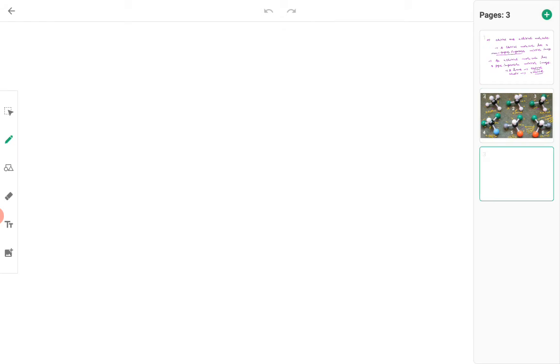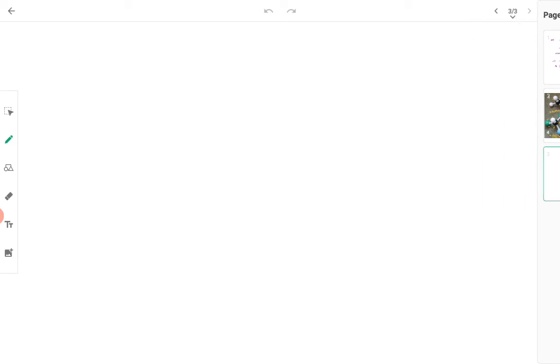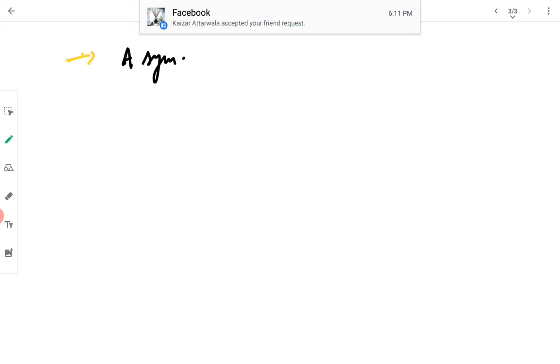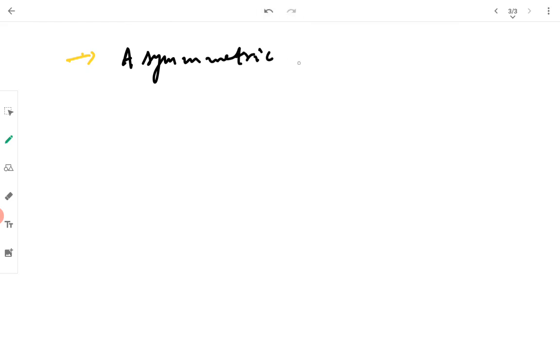Moving on to another term that we use, and that term is asymmetric carbon. What is an asymmetric carbon? It's the same thing. Chiral carbon or asymmetric carbon.